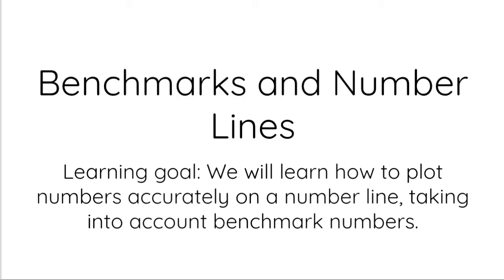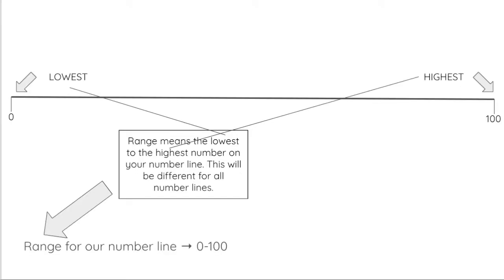Well, hello beautiful humans. For this video, we are going to discuss finding benchmark points on a number line and how this can help us to plot other numbers on the number line. The numbers we are going to use for the range for this number line are 0 and 100. Now you might be thinking, what are benchmarks? And that is a great question.